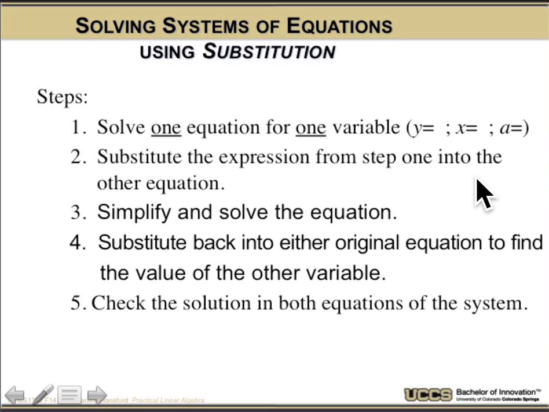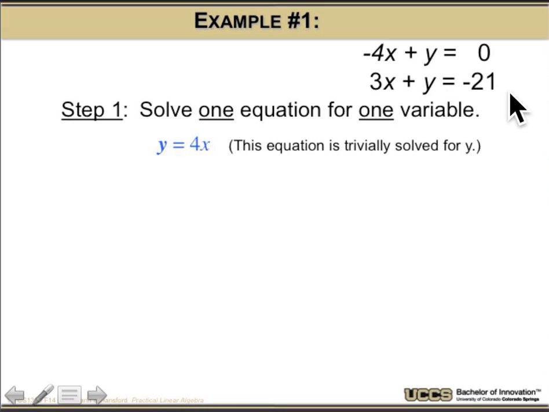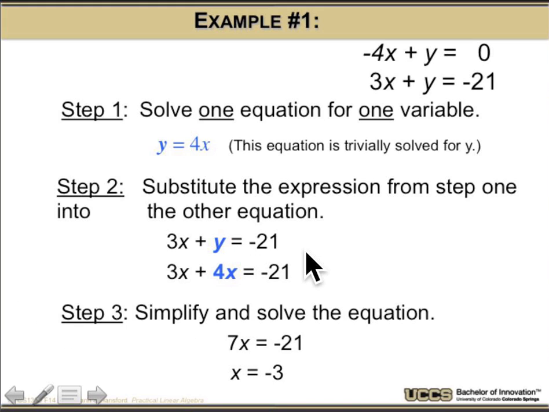So I'll go through 2 examples, and that'll actually help motivate where we're going to go in a second. If I take this equation, I have minus 4x plus y equals 0, 3x plus y equals minus 21. Well, the first of these is trivially solved, so I just get y equals 4x. And I can substitute that into the other expression, so I just replace y with 4x. I can simplify that and solve, so I get 7x minus 21, so x is minus 3.